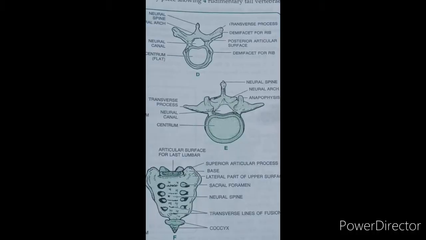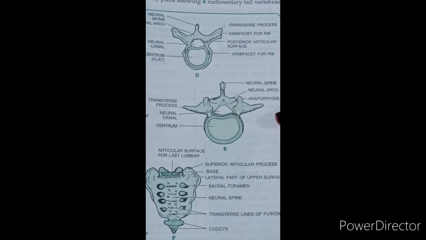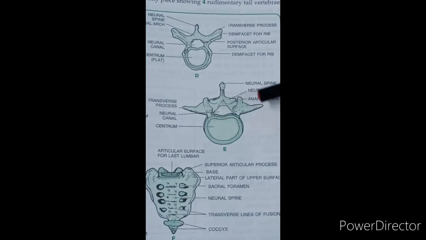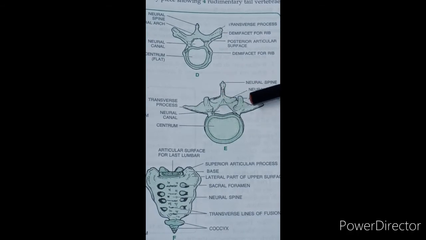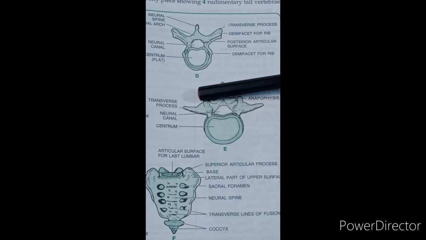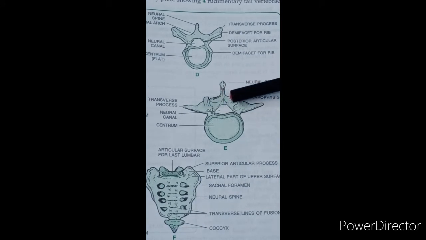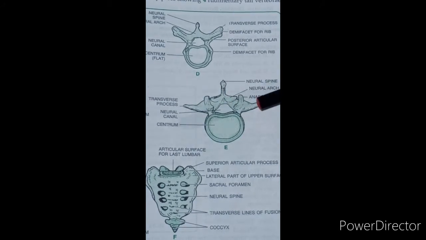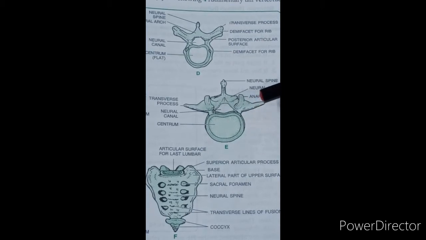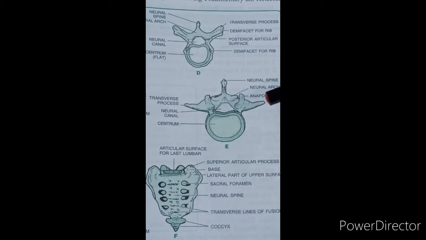This is the structure of lumbar vertebrae. They have well-developed neural spines and transverse processes which serve for the attachment of powerful back muscles, and these lumbar vertebrae are the largest vertebrae.